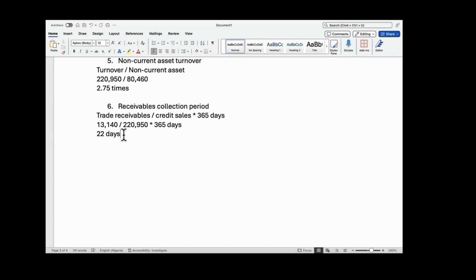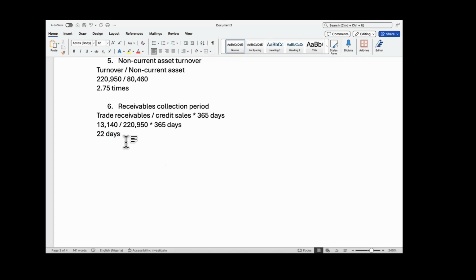So this is how many days it takes you to collect your money from your customers. You know that the earlier the better. A company that is able to collect its money earlier is more efficient, so that you can use that money to do something else. So that's receivables collection period.